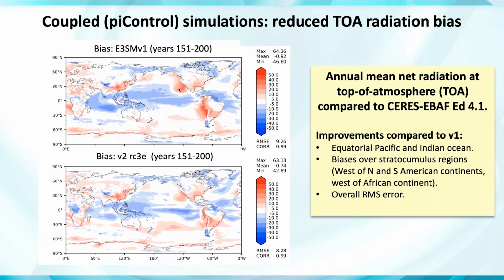So we have a lot of red in V1. This is not enough reflection from stratocumulus cloud, and this gets much better in V2. The bias doesn't go away, but it gets much closer. And again, the overall RMS error goes down by about 1 in this case.